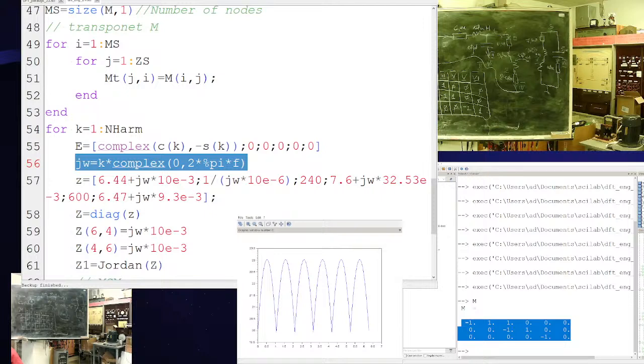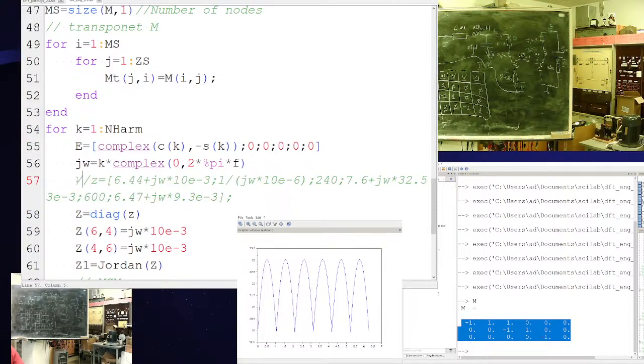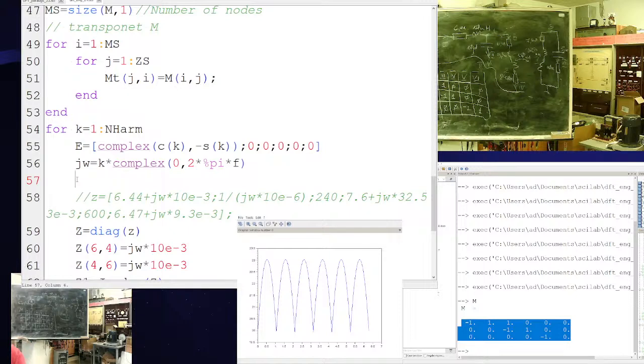Where am I? What am I doing? I'm showing this part. Why am I doing this? Maybe I will comment this out and start from this element of this part of code. It is a vector, the main diagonal of the resistance matrix.